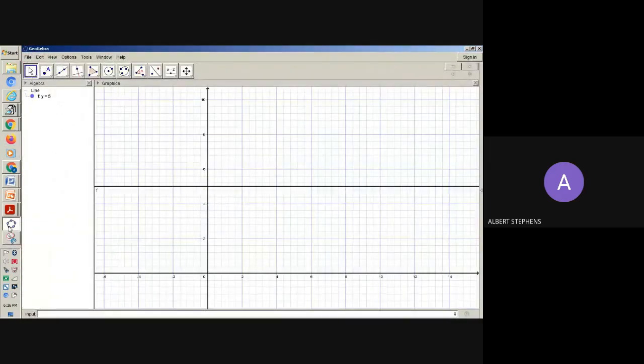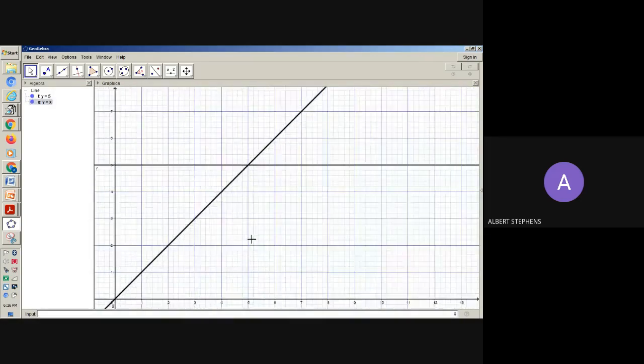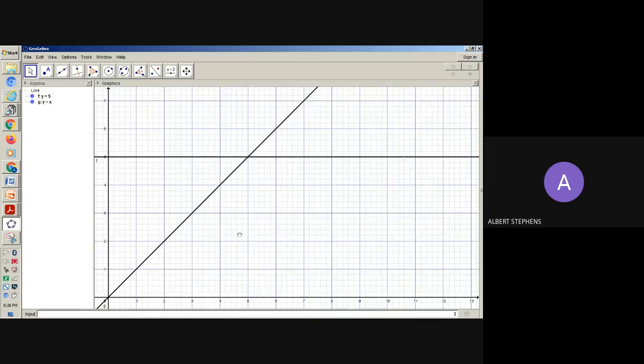All right, so you're supposed to have something looking like that on your graph. This one is y greater than or equal to 5, and this one is y less than or equal to x. Everybody clear on this? Any questions?